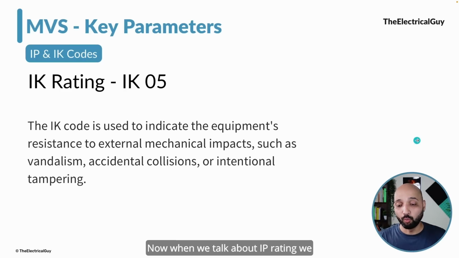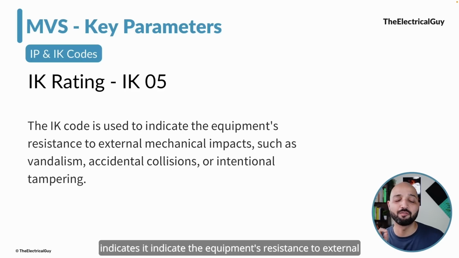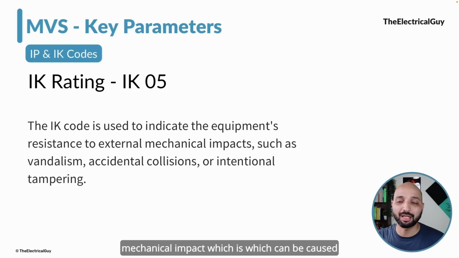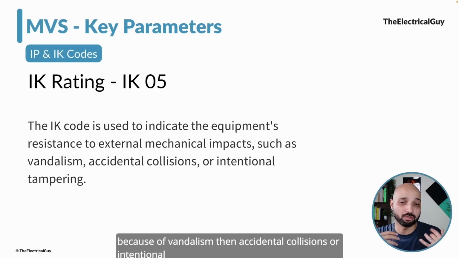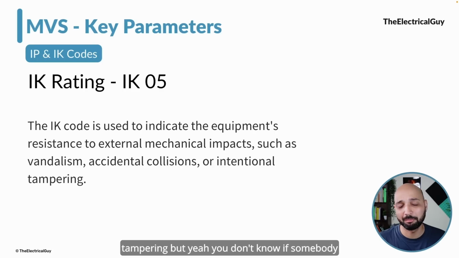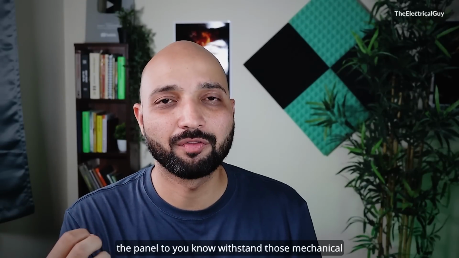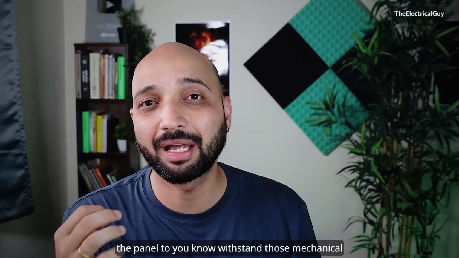When we talk about the IP rating, we mostly forget about the IK rating, but it is also a very important rating. It indicates the equipment's resistance to external mechanical impact, which can be caused by vandalism, accidental collisions or intentional tampering. Certainly, that is an interesting one. You don't know if somebody is trying to interfere with the switchgear panel. So the IK code indicates the capability of the panel to withstand those mechanical impacts.